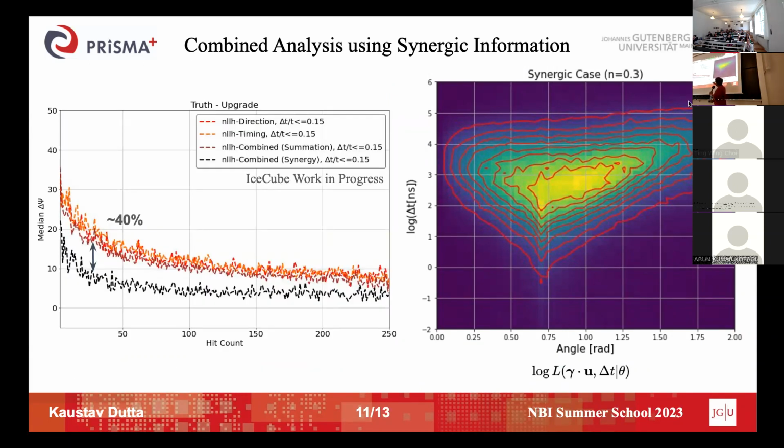So in red here is using only the direction information. In orange is using only the timing. The brown one is using the naive summation that we were doing earlier. And now using the synergic effect, you see that there is a 40% improvement over the naive summation method that we were employing earlier. So this is really nice.